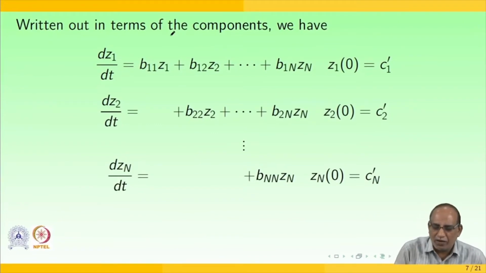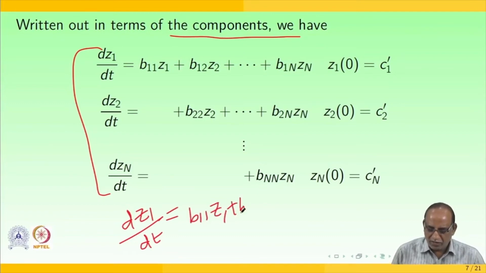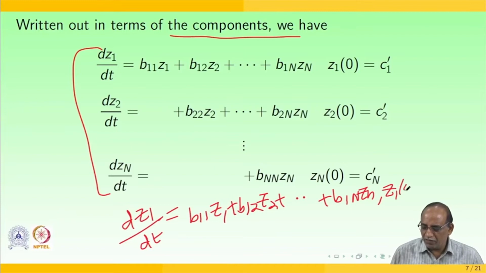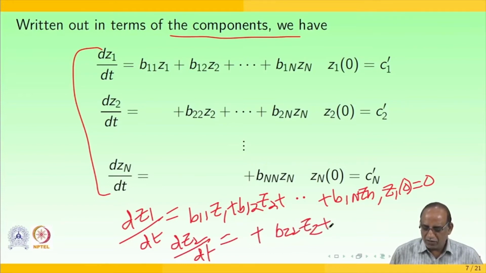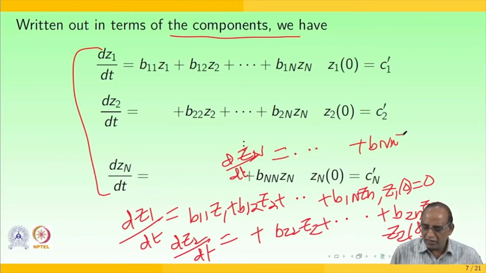Written out in terms of the components, we have dz1/dt = b11 z1 + b12 z2 + ... + b1n zn, z1(0) = c1 prime; dz2/dt = b22 z2 + ... + b2n zn, z2(0) = c2 prime; and so on, up to dzn/dt = bnn zn, zn(0) = cn prime.